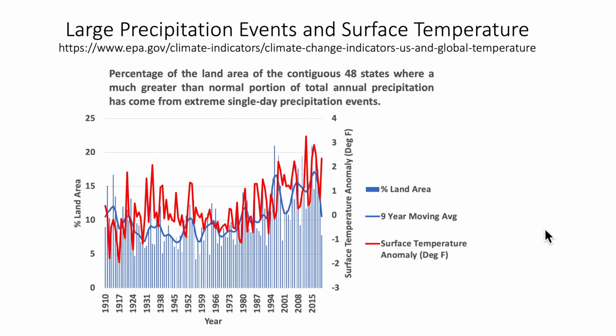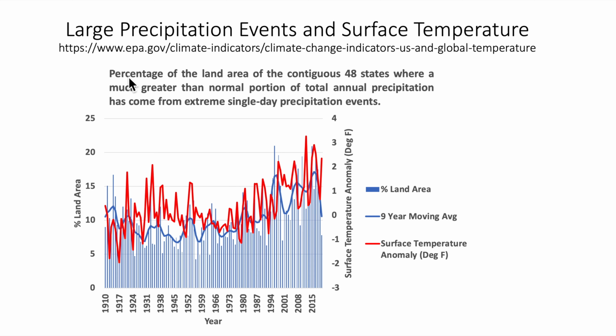This is a chart I made using EPA data. It's available on the internet. It's large precipitation events, and I combined surface temperature anomalies with it. This is the website location where you can get this data. A lot of data out there from the EPA and NOAA and other sources.